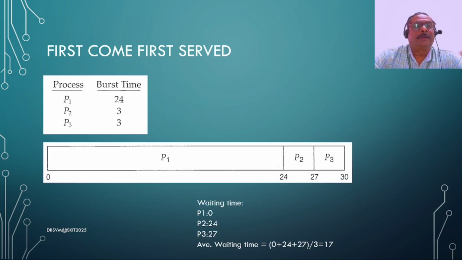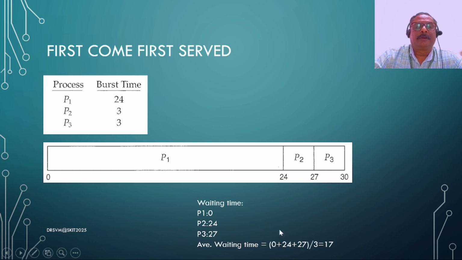A simple example would be: we have three processes P1, P2, P3, and the burst times are 24 for the first, 3 for the second, and 3 for the third. The figure shows that P1 has come first, therefore P1 gets the chance first. So P1 occupies 24 slots of time. Only after 24 slots does P2 come into the picture, because P2 is the second to arrive. P2 runs from 24 to 27, and then P3 gets its chance, and P3 goes for 3 more time slots.